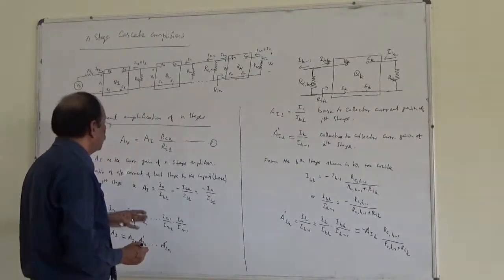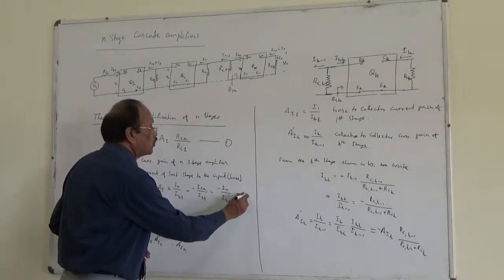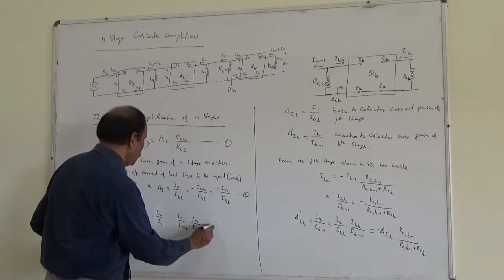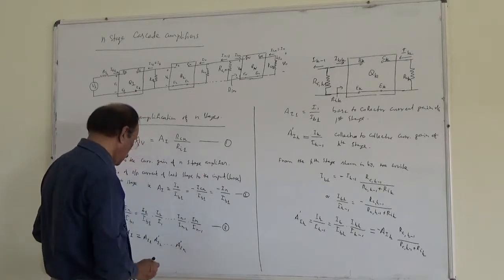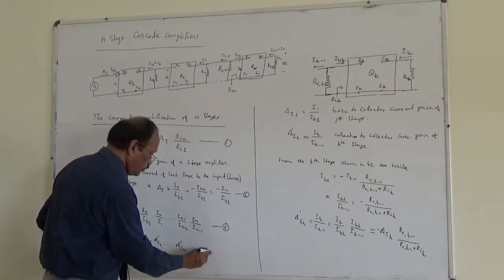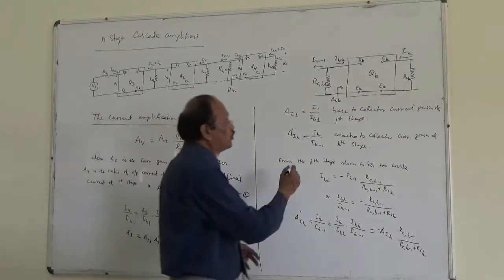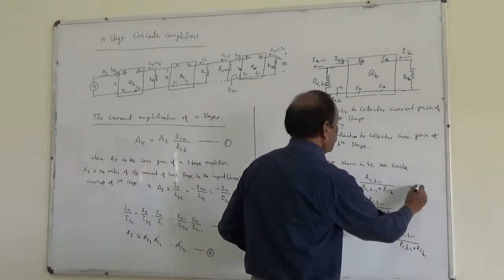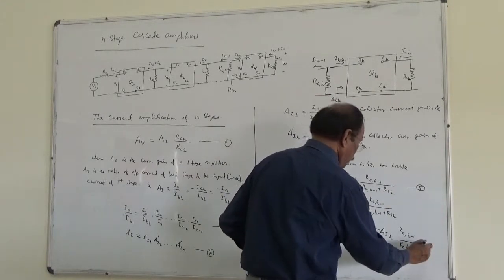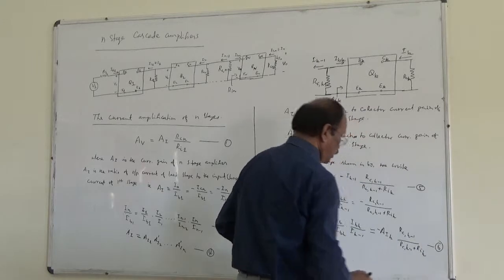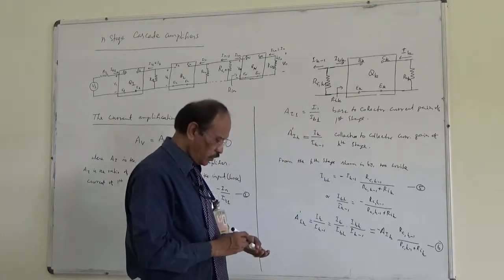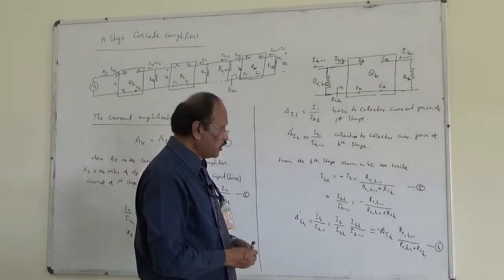If you want, you can give the equation numbers. This is 2, this will be 3, 4, this will be 5, this will be 6.